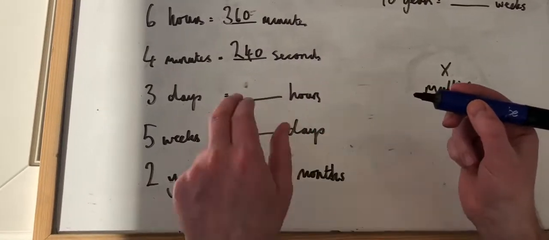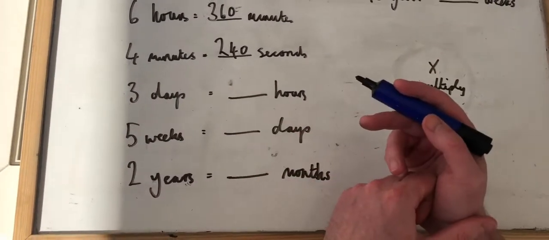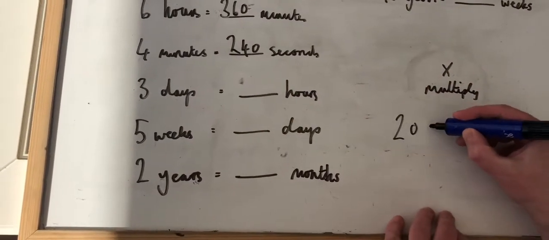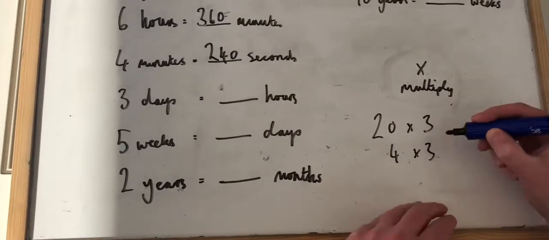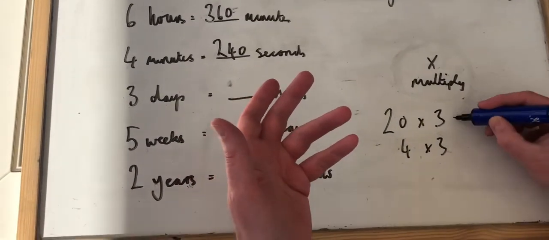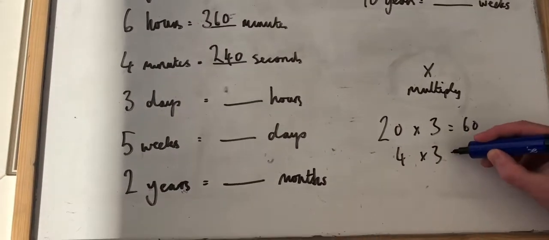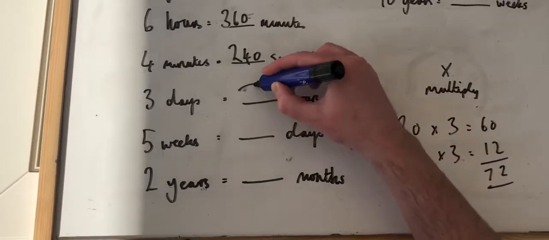Brilliant. 3 days into hours, basic conversion. How many hours in a day? 24. Fantastic. So 3 lots of 24. Now for me, I would do 20 times 3 and 4 times 3. This is if I was doing it mentally and not written. So 3 times 20 is 60. And then 3 times 4 is 12. Let's add those together. And it's 72.